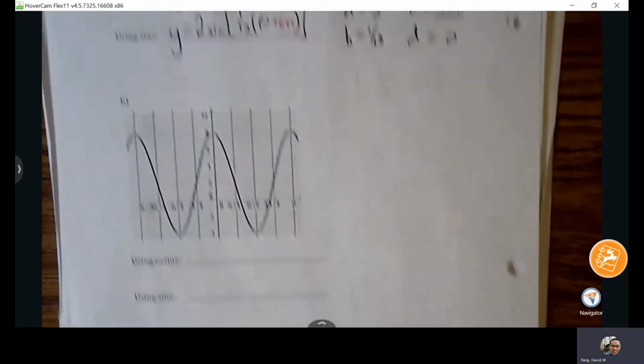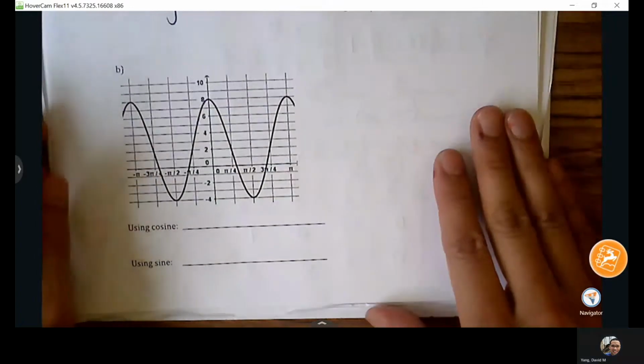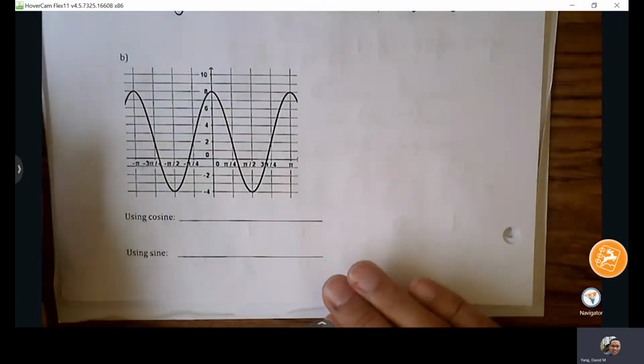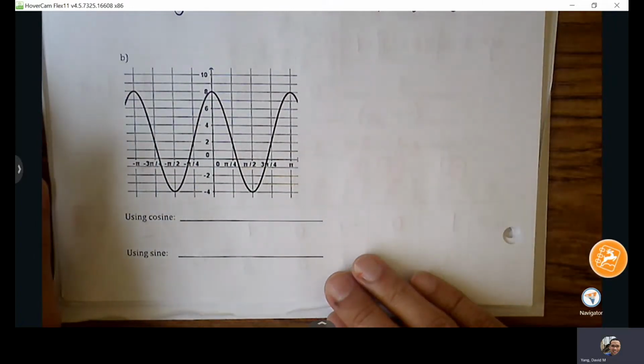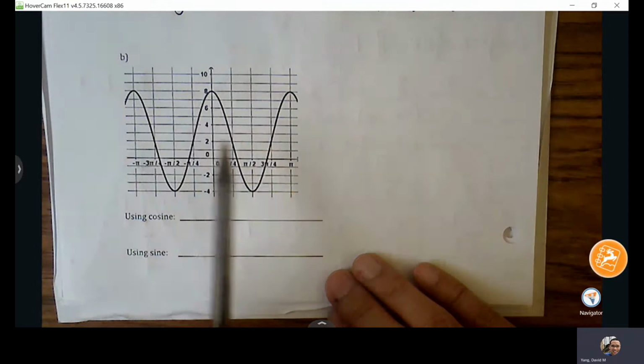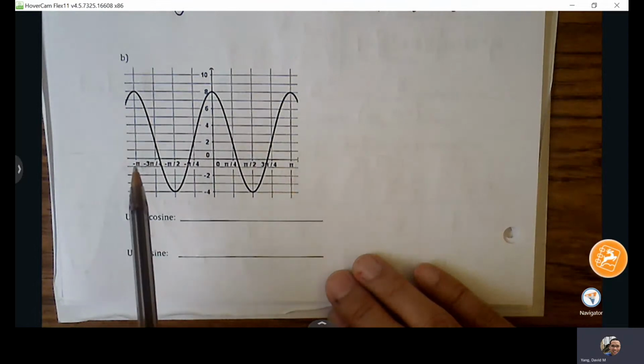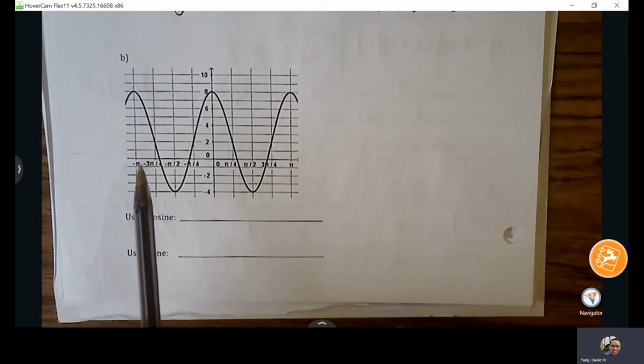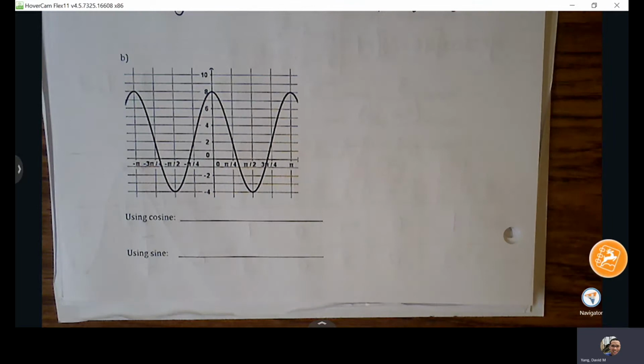Okay, part B. Again, what's the easier graph to match with? Cosine. This is a little bit different because we have to find the middle, right? It's not going to be centered at 0 here. Can you spot where the D value is? 2.